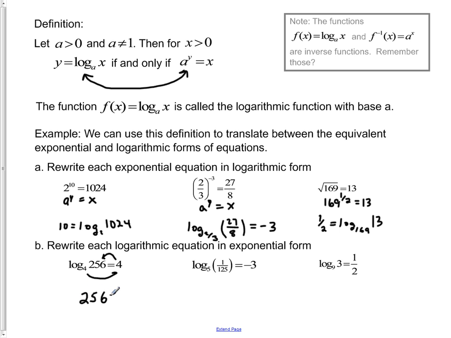256 is the same as 4 raised to the 4th power here. Here's another one. We say, well, logarithm, the base is 5, the exponent is negative 3, and the result is 1 over 125. So we could say then that 5 raised to the negative third power should equal 1 over 125, which it does. We recognize our rules about exponents.